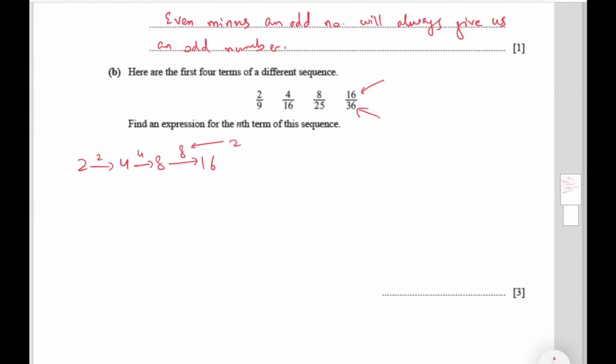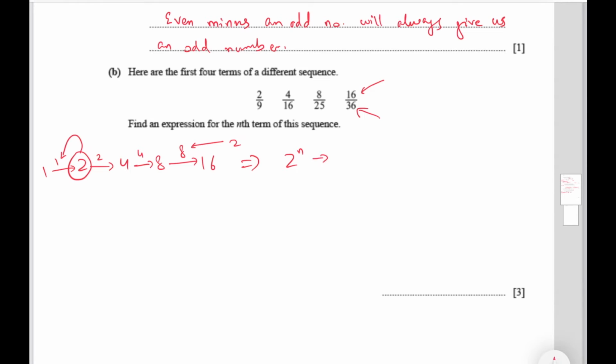So therefore, if we talk about the term before the first term, it is supposed to be what? It is supposed to be 2 to the power of 0. This gives us 1. So the term before this would be 1, and then from 1 to 2, you would have a difference of 1 over here. Okay, so if I write down what the numerator's expression would be, I can say that it is going to be 2 to the power of n. Let's put this to test as well.